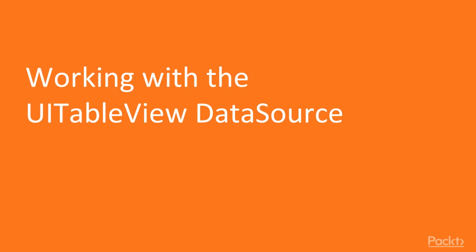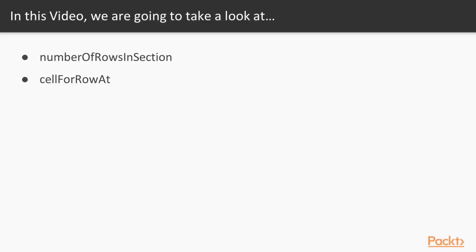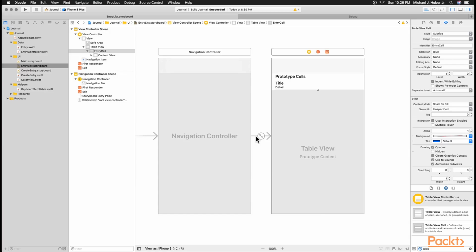In this video, we will cover working with the TableView DataSource. The TableView DataSource will allow us to display our entries in our table view. It allows us to do this because it gives us access to two methods, number of rows in section and cell for row at. To be able to display this data inside of our table view that we have here, we have to implement the TableView DataSource.